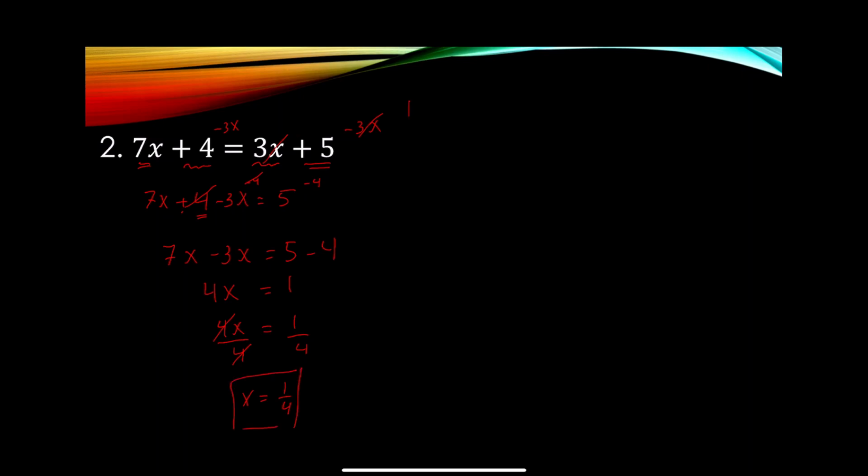Let's check this. Now the equation that we have is 7, instead of x, I'll put a bracket, plus 4, and then I'll put a question mark, 3, bracket, plus 5. Inside each bracket, I'll put 1 over 4. 7 times 1 over 4 is equal to 7 over 4, plus 4, equals 3 times 1 over 4 is 3 over 4, plus 5.